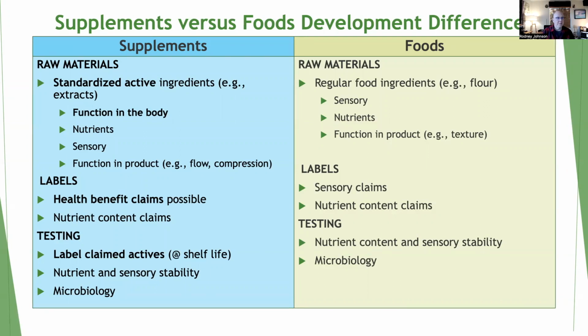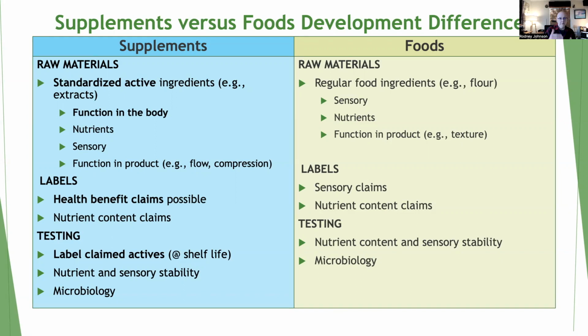The labels are different. I mentioned that. You can make health benefit claims in dietary supplements. You cannot make those health benefit claims in foods. You can make nutrient content claims, and you can make sensory claims, like tastes better than competitor X, but you have to have data to support that claim. Testing is a big deal, and I'll talk more about that later, but really the testing for supplements is much more extensive.